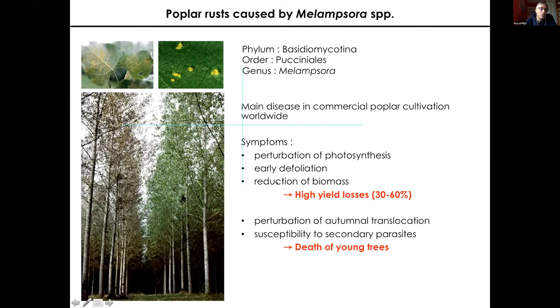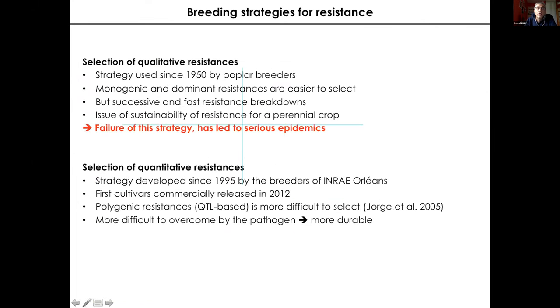And of course, if there is early defoliation, it leads to reduction of biomass. And we have measured that it can lead to high yield losses, as much as 30 to 60% of yield losses annually. And of course, the next year, it also creates a perturbation of autumnal translocation in autumn. And this leads to susceptibility to secondary parasites that can lead to death of young trees. Poplar rust doesn't kill trees, but it makes them more susceptible to other insect pests or other secondary diseases that can lead to death.